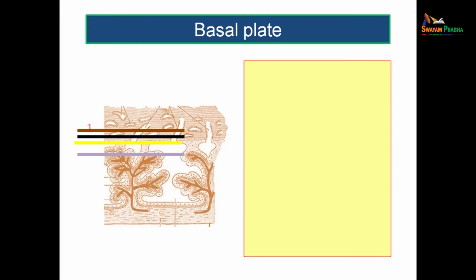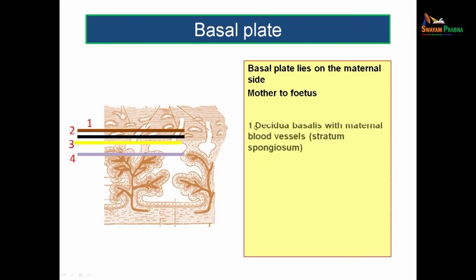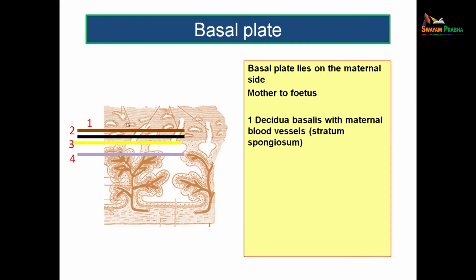Let us see the different layers one by one. If you look from the mother to fetus, the first one will be the decidua basalis with maternal blood vessels. So, this is the decidua, the endometrial region. You can see many cross sections of the blood vessels. So, decidua basalis with maternal blood vessels in the stratum spongiosum, that is one.